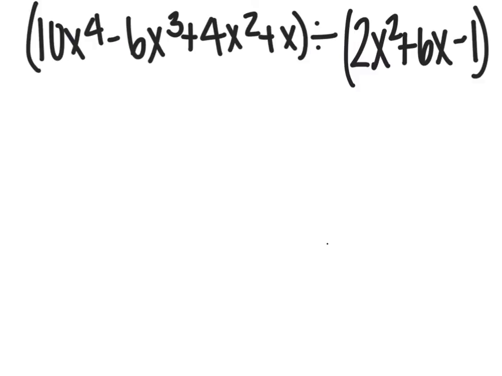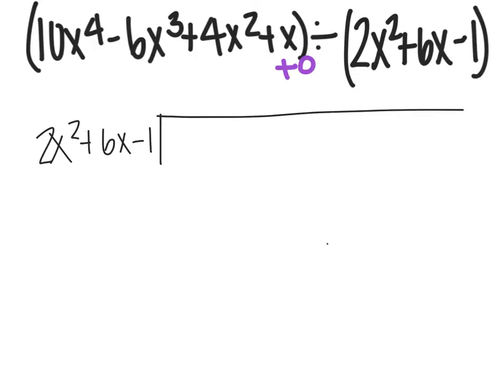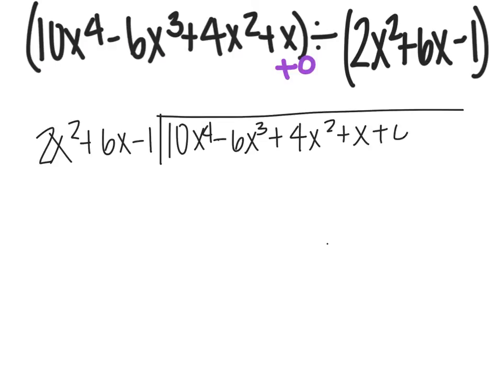So for my next problem, I have 10x to the fourth minus 6x to the third plus 4x squared plus x, and I'm dividing that by 2x squared plus 6x minus 1. The only thing I'm missing here is my constant term, so I'm going to put a plus 0 on the end of this, and I'm going to include that when I'm actually doing my division. So 2x squared plus 6x minus 1 is going to go on the outside, and then on the inside I have 10x to the fourth minus 6x to the third plus 4x squared plus x, and then my plus 0.